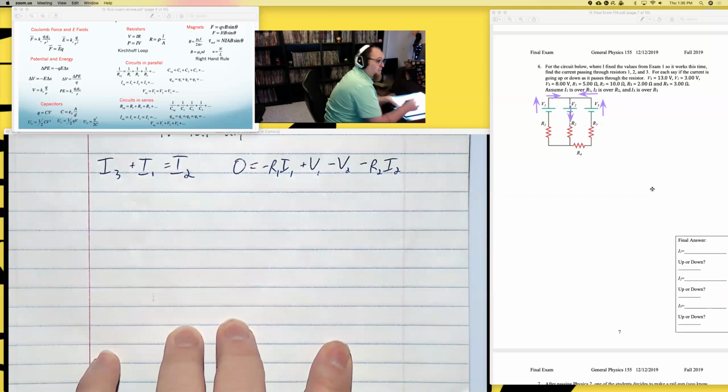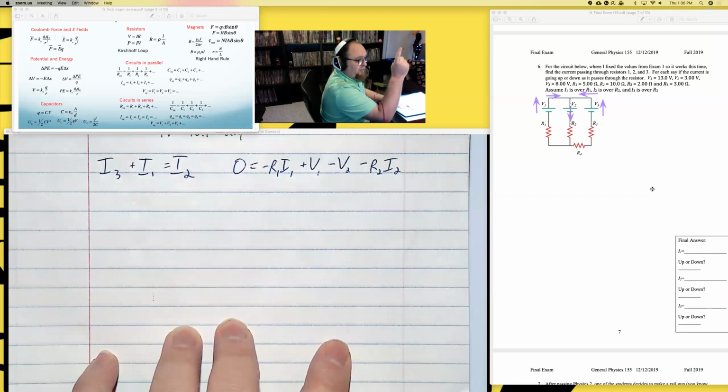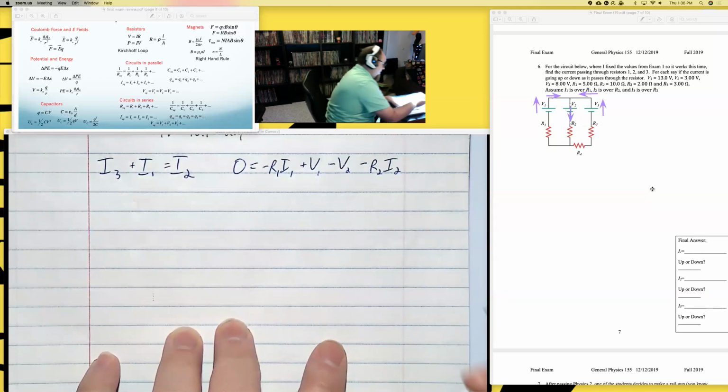Then I did the right loop, but I did that one counterclockwise. Up through R3, through V3, down V2, through R2, through R4. Although actually I started at V2. I did V2, then R2, then R4, then R3, then V3. So starting at the middle top and then around. That loop.